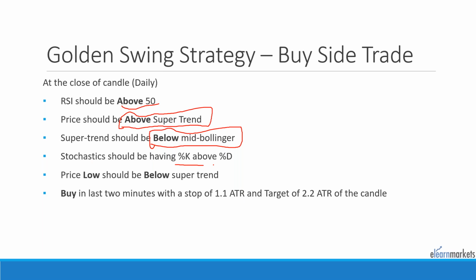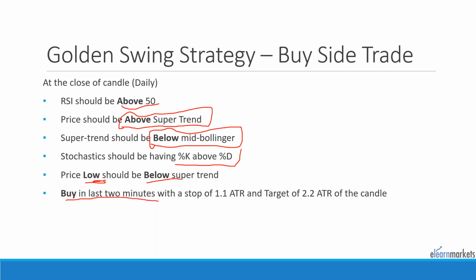Stochastic should be having %K above %D, meaning blue lines should be above. The price low should be below the super trend. This means that particular candle should have made a low below the super trend. This is purely a daily time frame strategy. Okay. When do you buy?